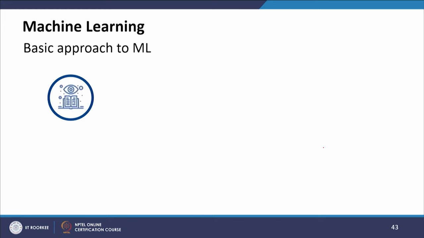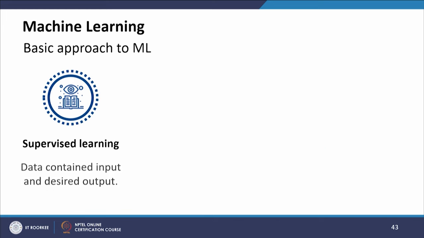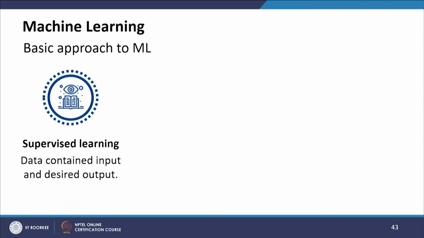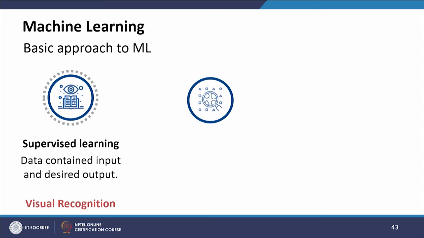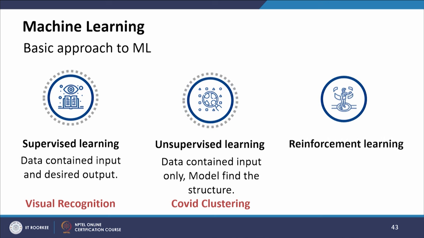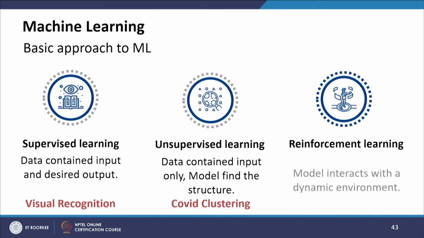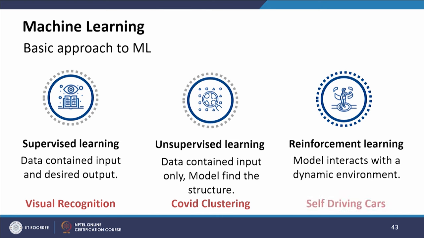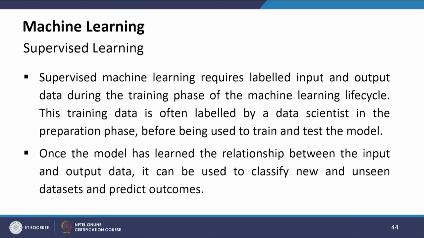So, the basic approaches to machine learning: that is supervised learning. Data contained input and desired output. Example of that is visual recognition. The second is unsupervised learning, where data contained input only. The model finds the structure. For example, COVID clustering that was used. The third is reinforcement learning. The model interacts with a dynamic environment. For example, self-driving cars. Now, let us look at what is supervised learning.